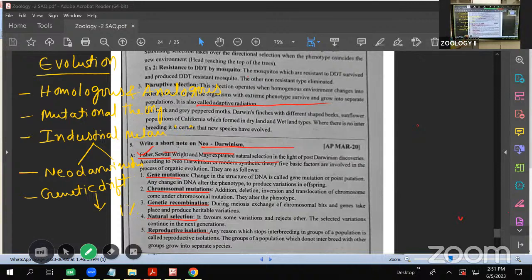Under that only, we discuss the founder's effect. Founder's effect means that from the normal population, some individuals are reproductively isolated and form a new colony. That we call the founder's effect. The individuals in the founder population are the same in the descendants. This is about genetic drift; the evolution SAQs we completed.